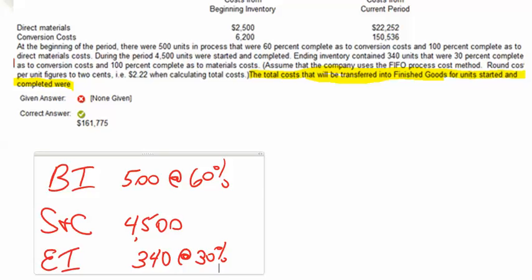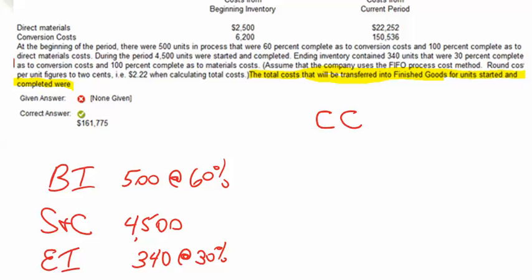With regard to, I'm going to go ahead and do the conversion cost first. And the conversion cost, I have to consider how much I have to complete, 40%. So that's going to be 200. So I'm going to finish 40% of those 500 because 60 was already done. As to the started and completed, all 4,500 units were converted this period. As to the ending inventory, it's 340 units, and we've done 30%, so that's 102 units.